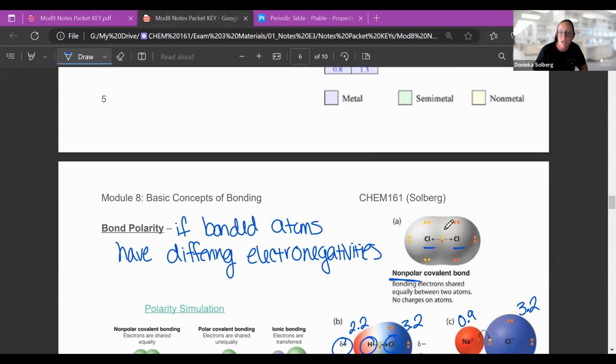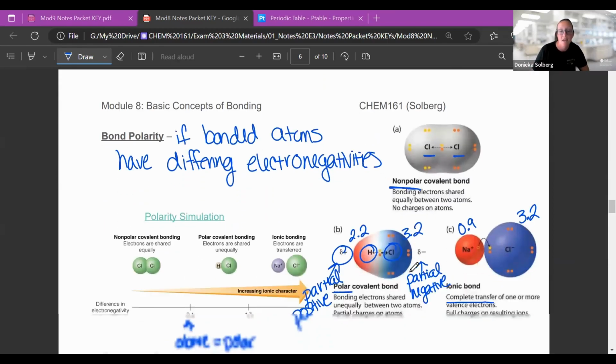Okay, so if they're bonded together, both chlorines are going to pull equally, right? They're both going to pull with a strength of 3.2. So they are actually going to share their electrons equally. This is called non-polar, because they do not have poles. Everything is the same. Now, if they don't pull equally is when you get poles.